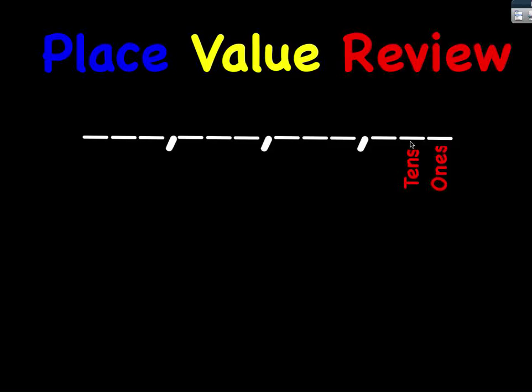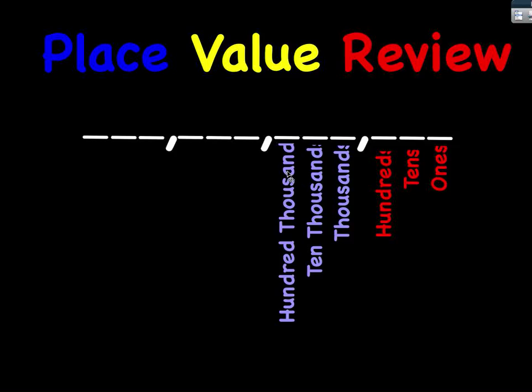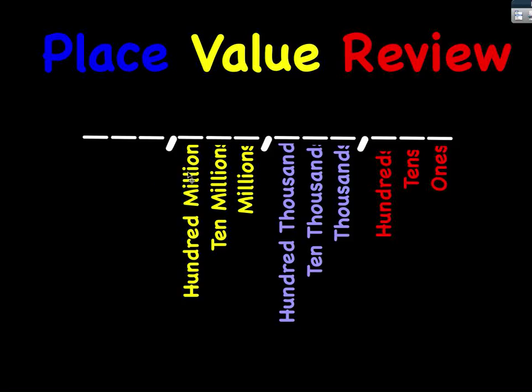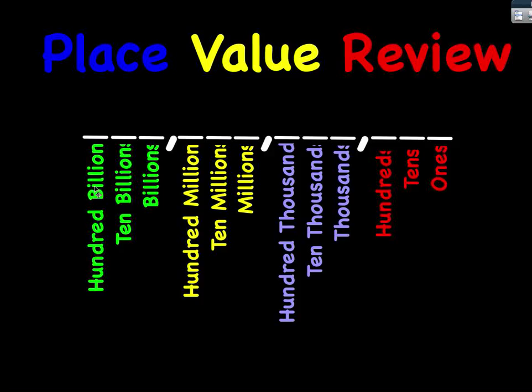Same thing, if I get 10 more of them, I get 100, and that's the hundreds place. Then I have 10 hundreds, and that would be the thousands, and then so on with the 10,000s, the 100,000s, the millions, the 10 millions, sorry, the 100 millions, the billions, 10 billions, and 100 billions.